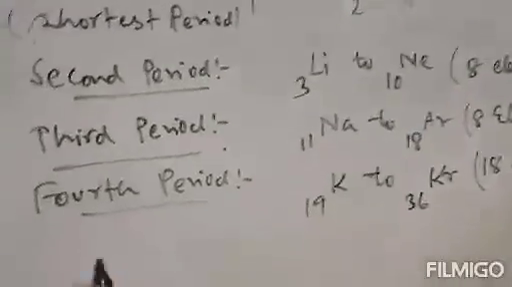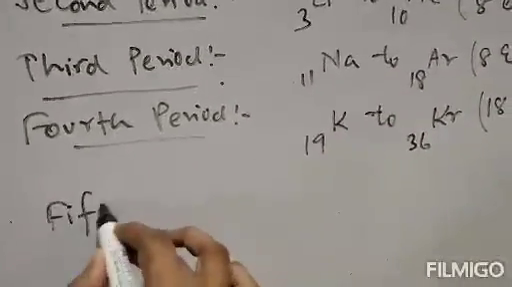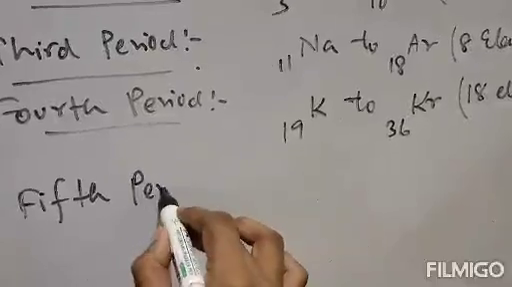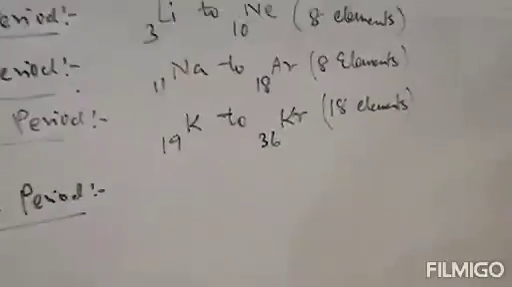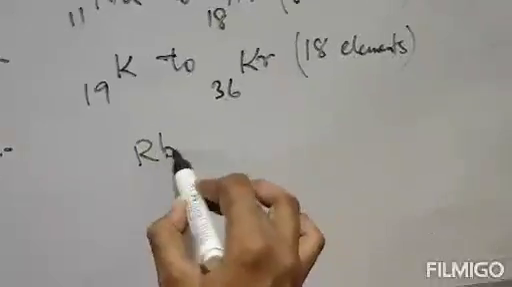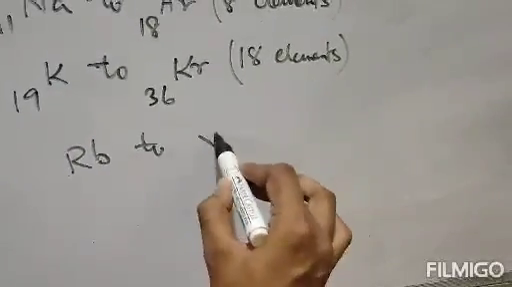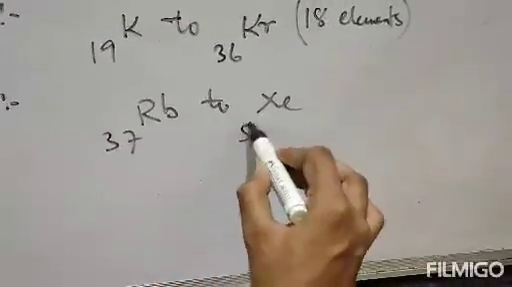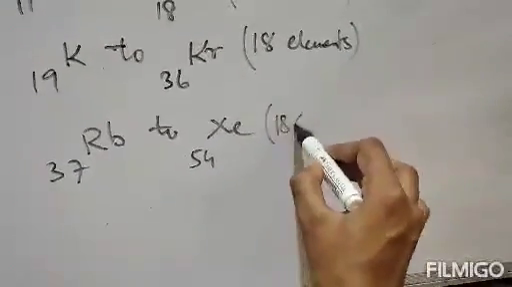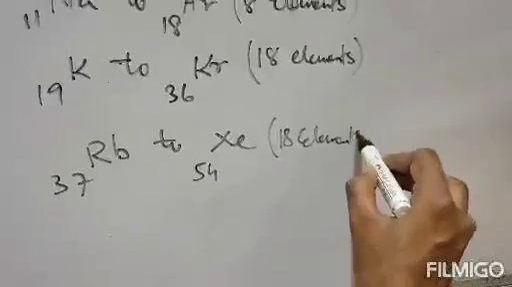Next, fifth period. In the fifth period also it contains 18 elements, from rubidium to xenon, Xe. Rubidium is 37, xenon is 54. So here also it contains 18 elements.